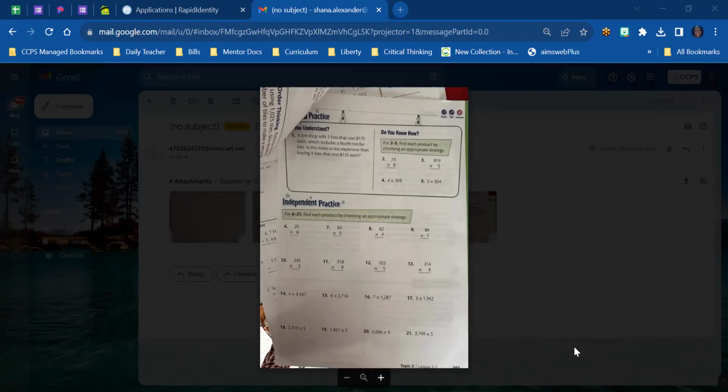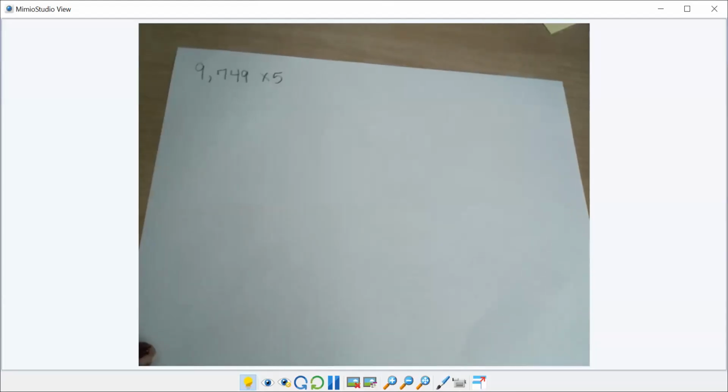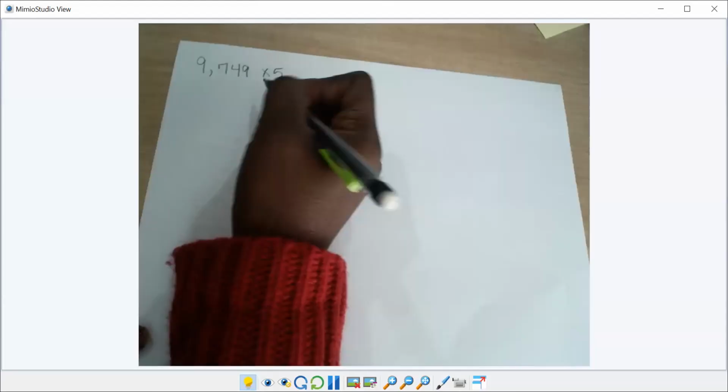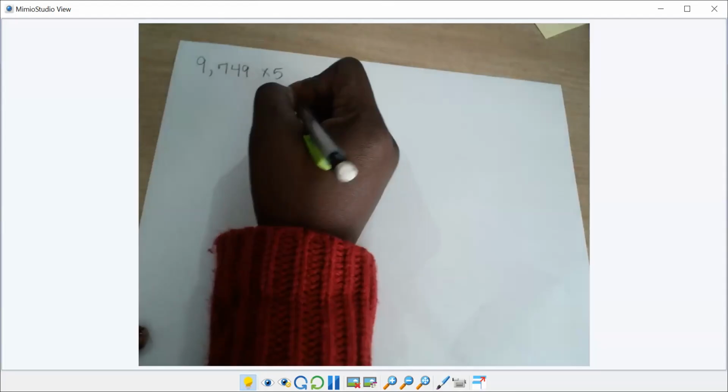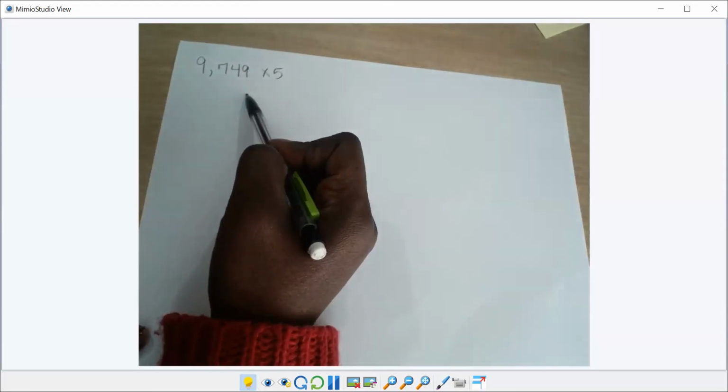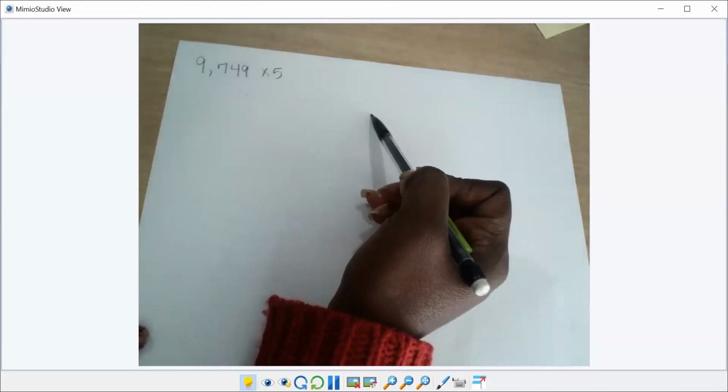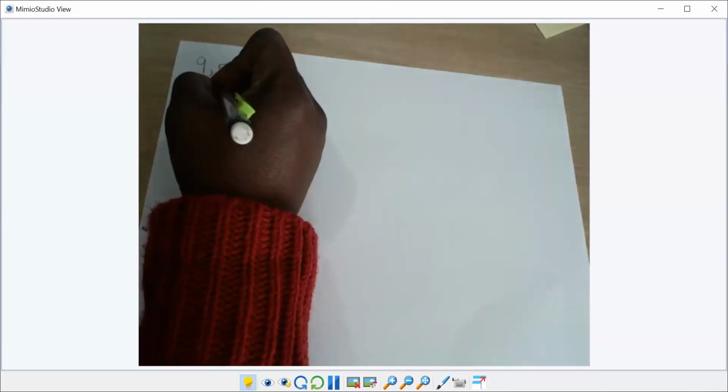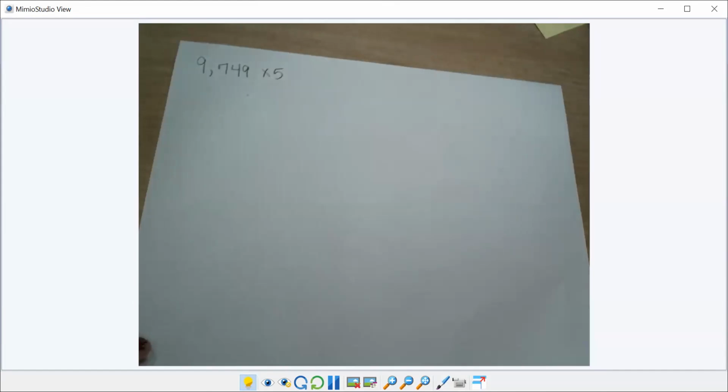knowledge. All right, so I'm going to go here to the problem, 9,749 times 5. We're going to show this problem using partial product, and we're going to show this problem using area model.